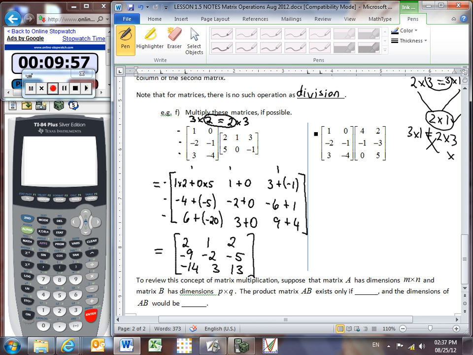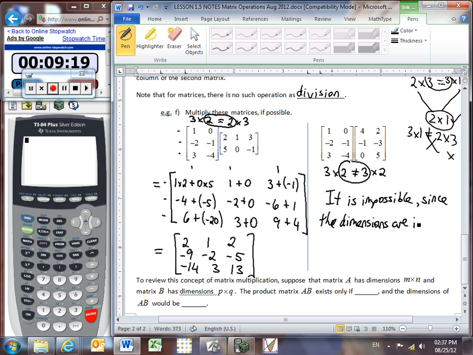In this situation, we've got a matrix with 3 rows and 2 columns. It's a 3 by 2. And the second matrix has also got 3 rows and 2 columns. It's also a 3 by 2. What can you conclude? Because the inner dimensions are not equal, we can say that it is impossible. And if we want to be a little bit more specific to explain why, we could say that since the dimensions are incompatible.